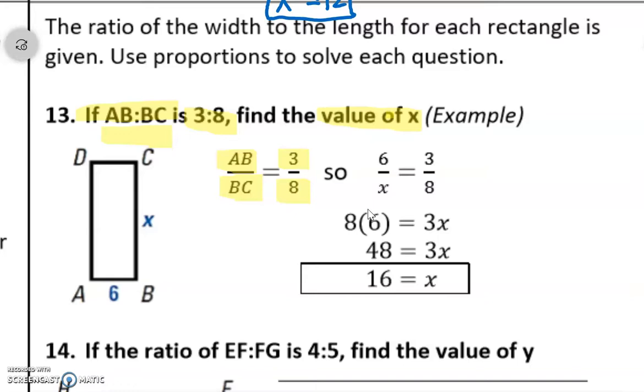You can see in the diagram that AB is 6. So I'm going to substitute that in for AB right here, right? That's where you get 6. And then BC is the side we're solving for, x. So I'm going to substitute that in for x. And that's equal to 3 over 8. And then we're just cross-multiplying and solving for x.